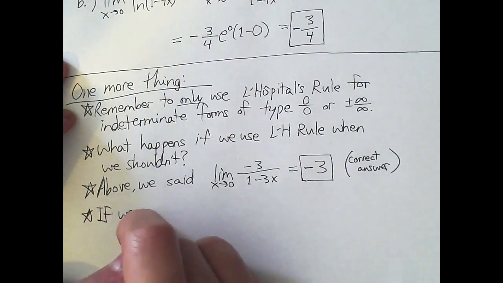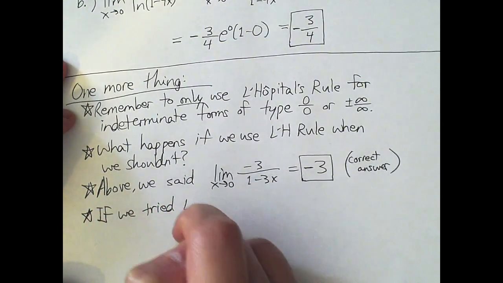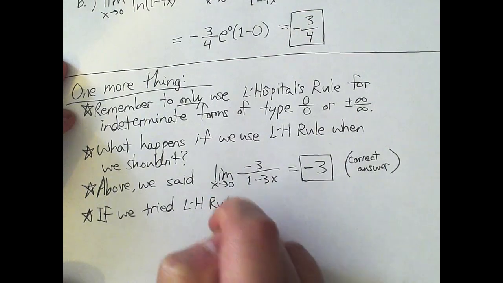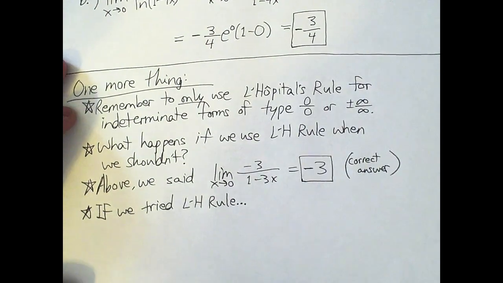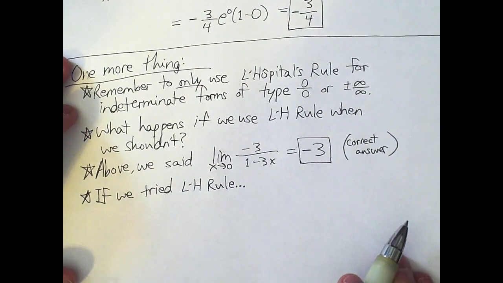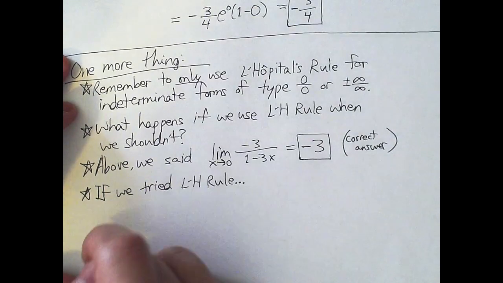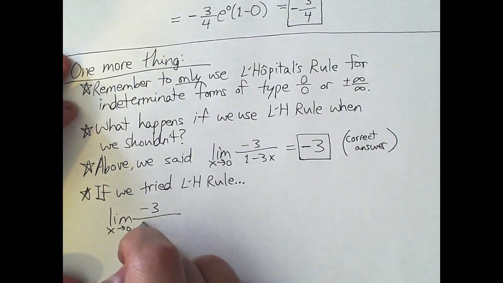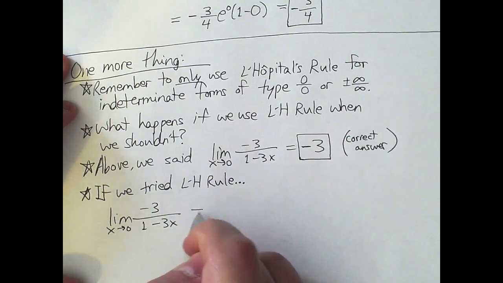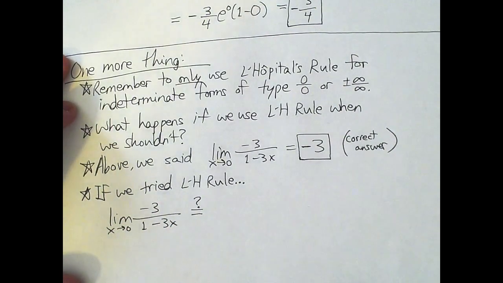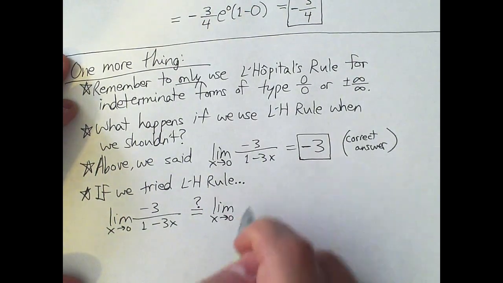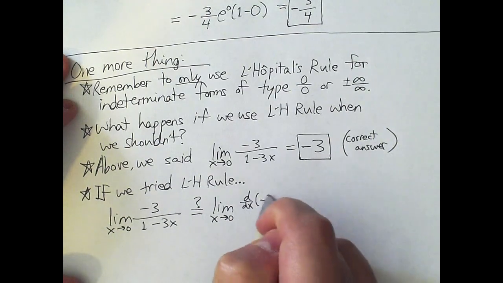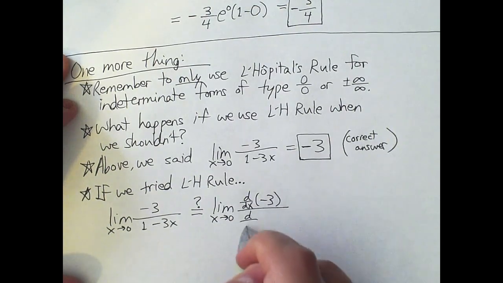If we tried L'Hopital's rule, this is going to be wrong. I usually don't like to write things on the page that are wrong, but I'm doing this as a warning to show you what happens. I'm going to put an equal sign, but with a question mark. Is this really equal? Is this going to get us the right answer? You would have a ddx of the top and a ddx of the bottom.